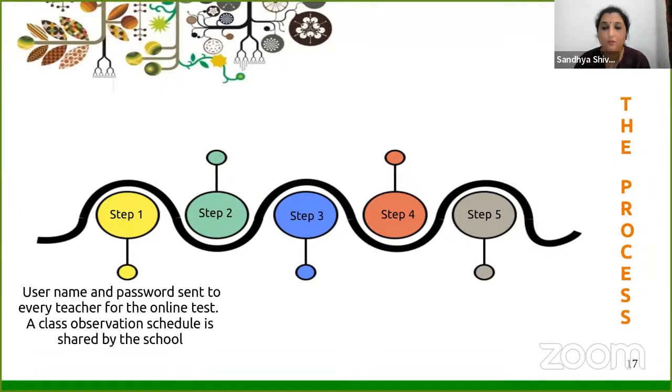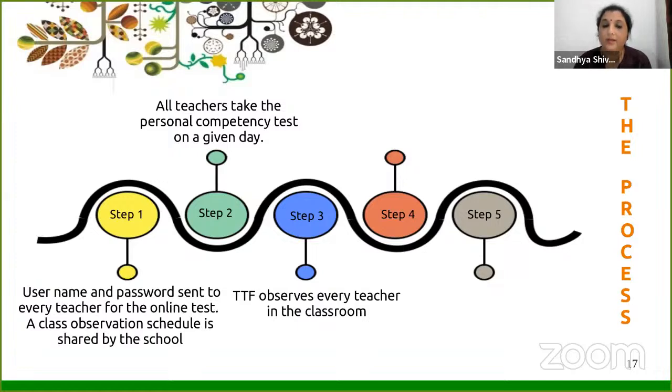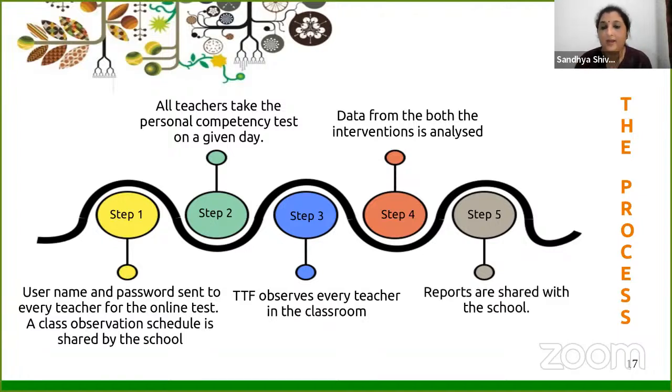So the process, again, is very simple, because this assessment of teacher effectiveness has 2 parts. The first part would be to send every teacher a username and a password. Then all the teachers take the online test on a specified day. Then we have an observation schedule, and TTF observes every teacher in the classroom. Data from both the interventions are analyzed, and TTF shares the reports, makes a presentation, and also gives a few recommendations for school improvement. Of course, this is a report that will help you identify who are the teachers you can use for leadership positions, who are the teachers who need a little more individual support, and who are the teachers who can be given extra responsibilities. These are the things that you can make out from this report.